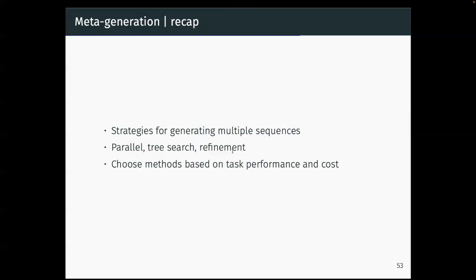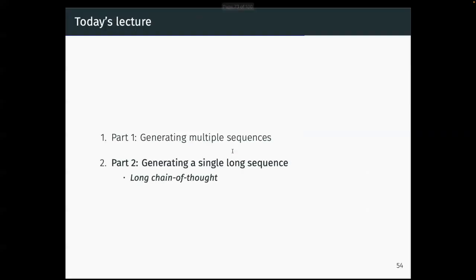Okay, so that was the strategies that involve generating multiple sequences. So we saw the parallel generation, the tree search, and the refinement. And I talked briefly about ways to choose a method based on both its task performance and its inference cost. So in the last 10 minutes, I wanted to talk about this very recent and emerging area of research where we just generate a single long sequence.